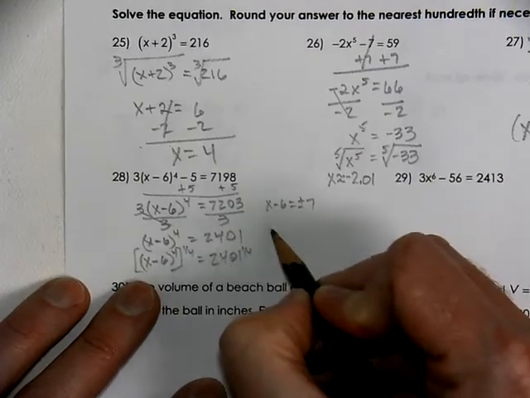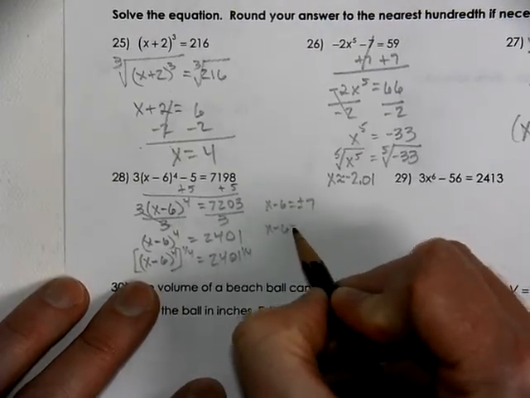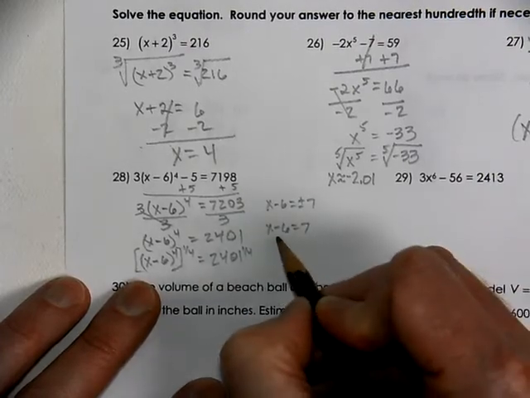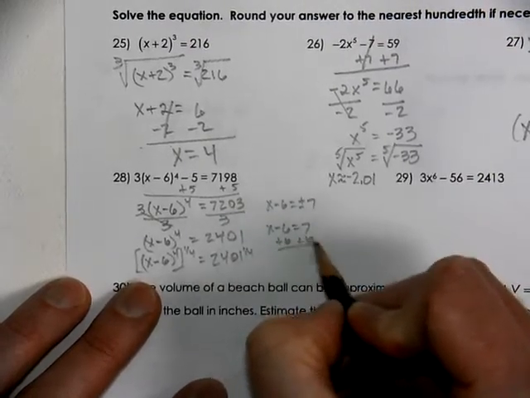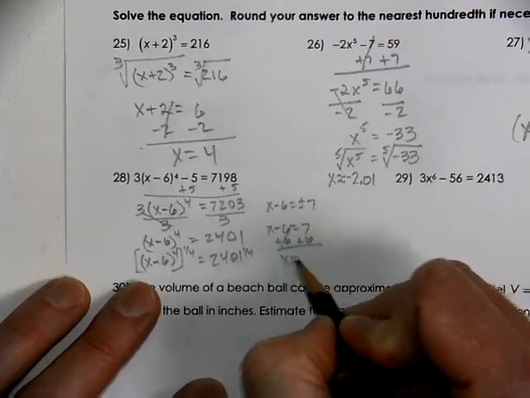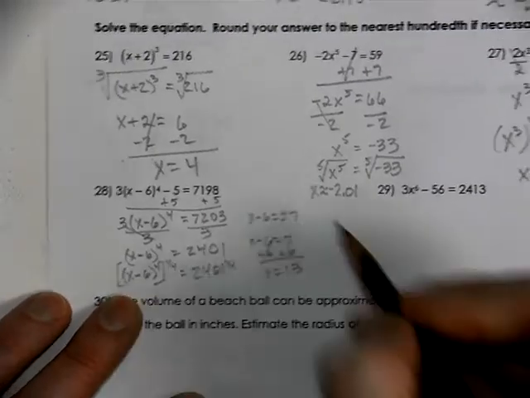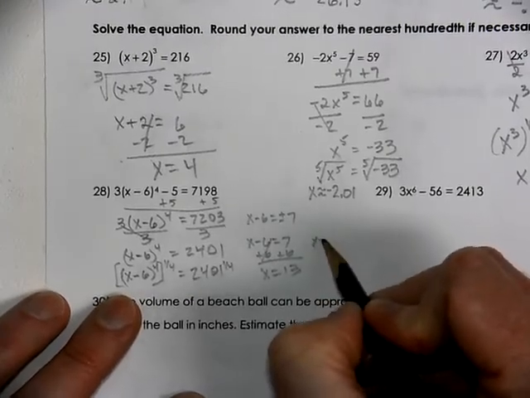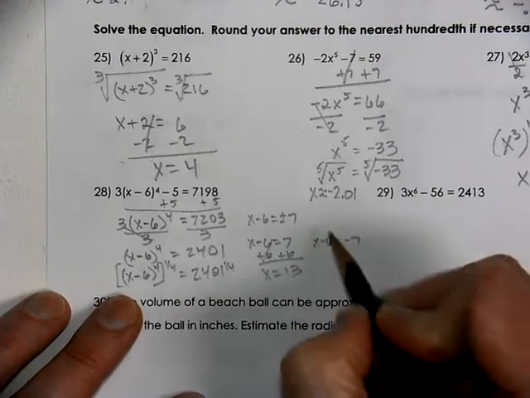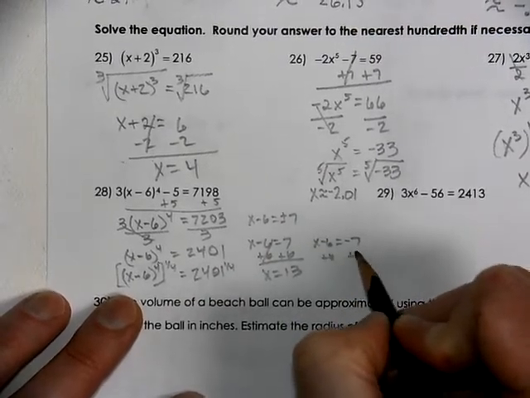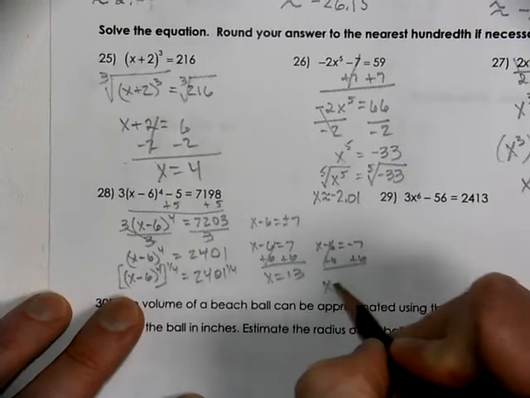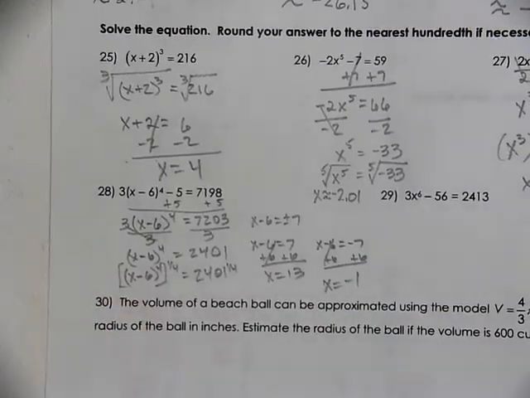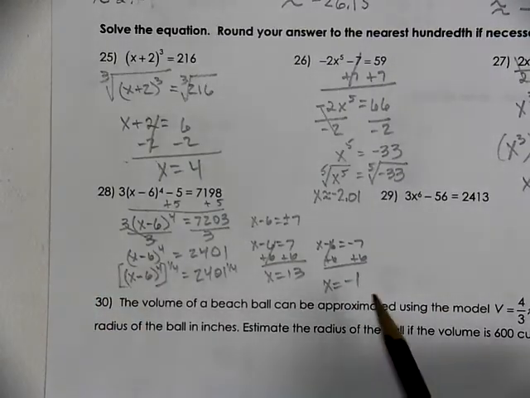So we're going to have x minus 6 equals 7, which when we add 6 to it, we get the answer of 13. We're also going to have x minus 6 equals negative 7. And when we add 6 to it, we get negative 1.